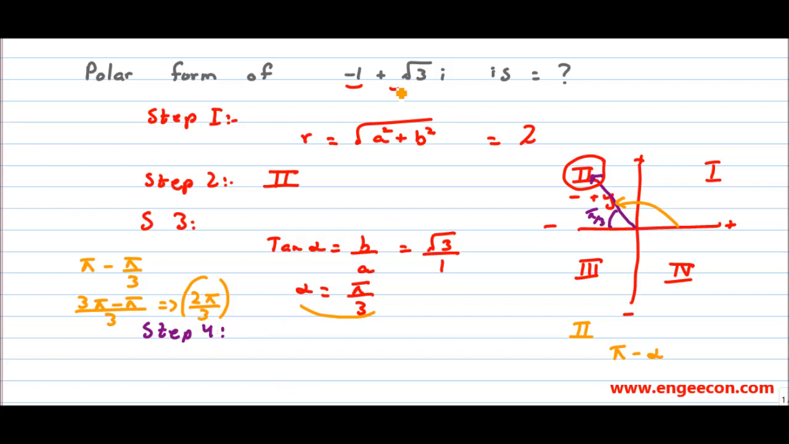So write it in its polar form. We have z, and the polar form is z equals r times cos theta plus i sin theta. Here we have r as 2, cos of the standard angle 2 pi by 3, plus iota sin, and again the standard angle 2 pi by 3.